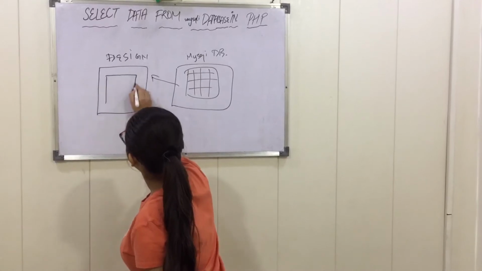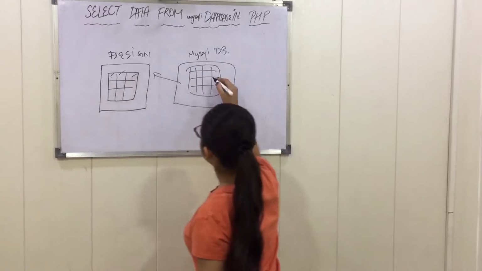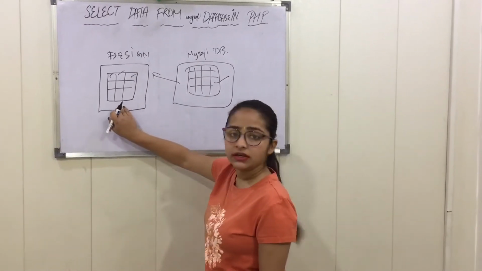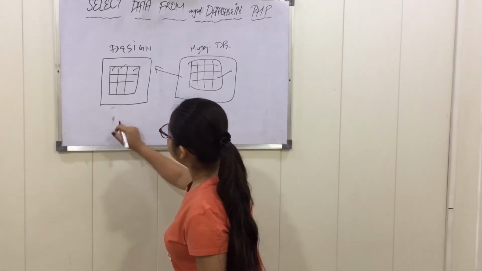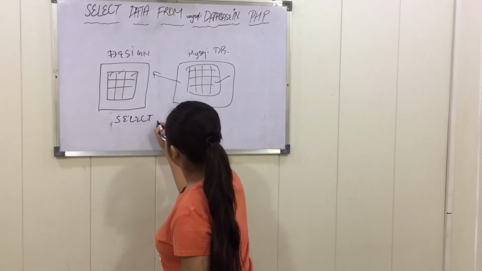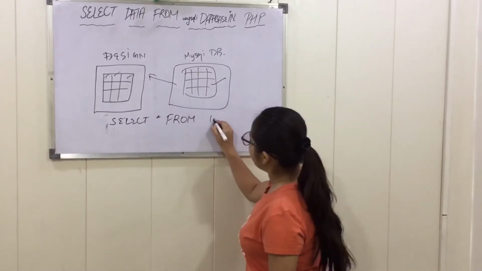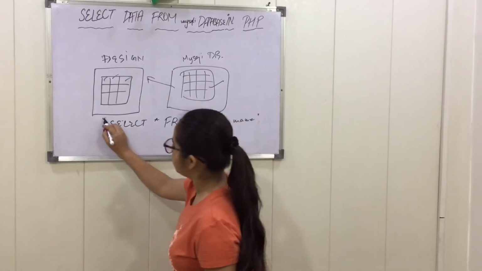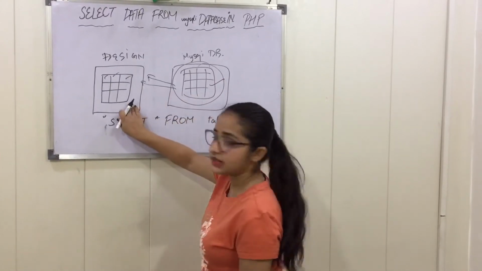Suppose this is created as a form here, and these are the fields which have been included in my database. I want this data to be shown in the output. We can use the syntax SELECT * FROM, followed by the table name in double quotes. So all of the table will be selected and viewed in the design part.